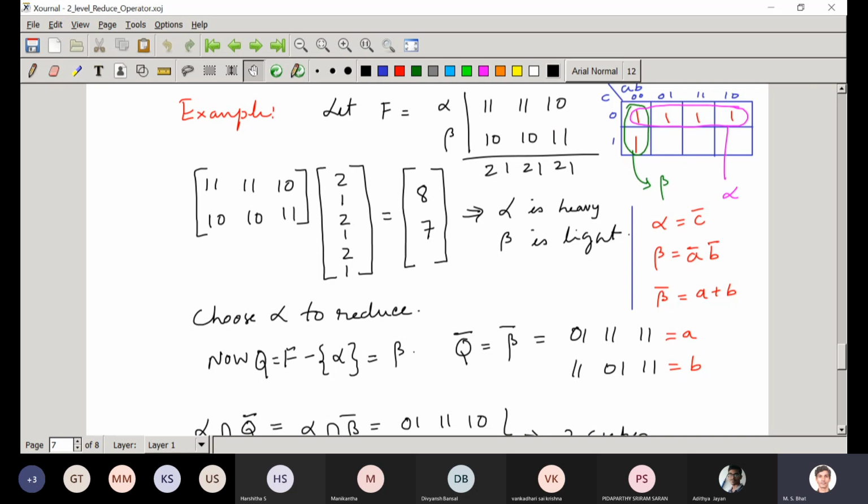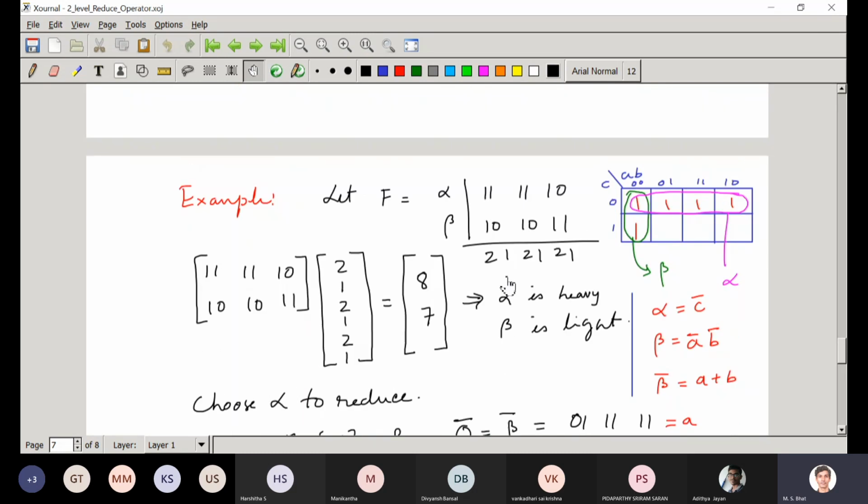What is beta bar? Beta bar is these six minterms in this region. Okay, but actually for beta bar I have to consider one this and another this, which is one this. Yes, one this and then this. That is B and A. So beta bar is A and B.